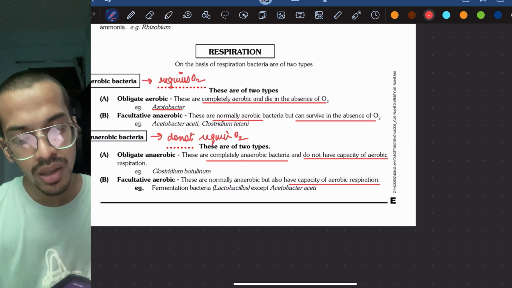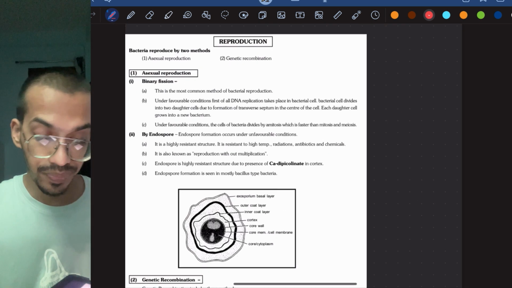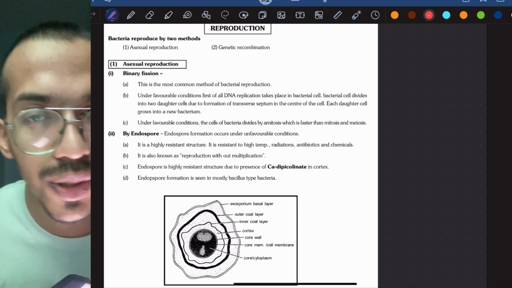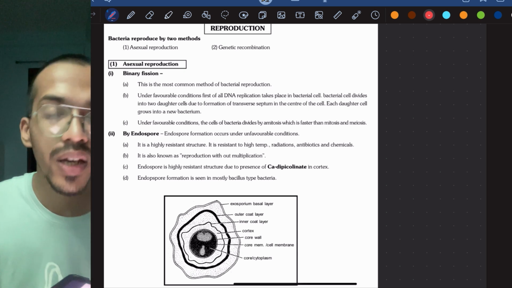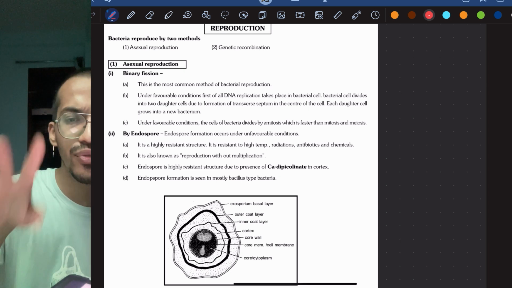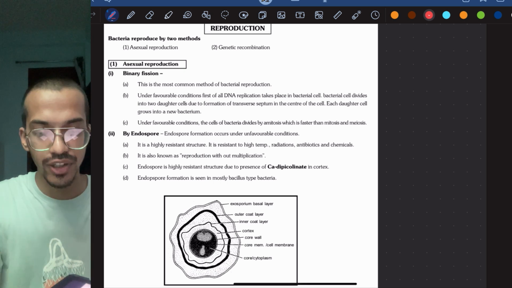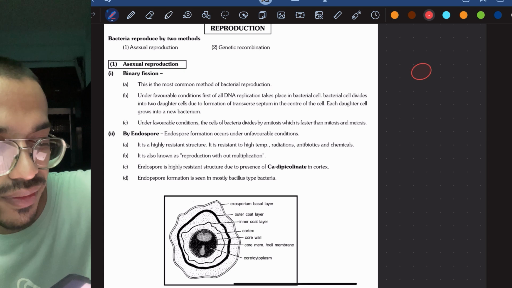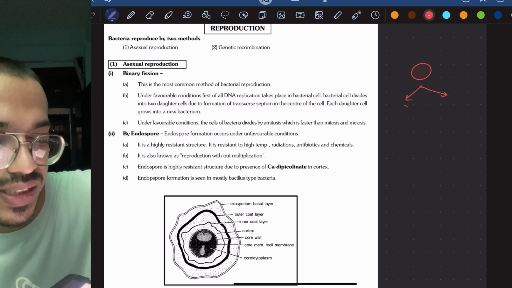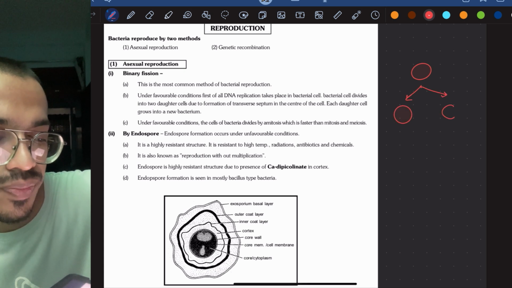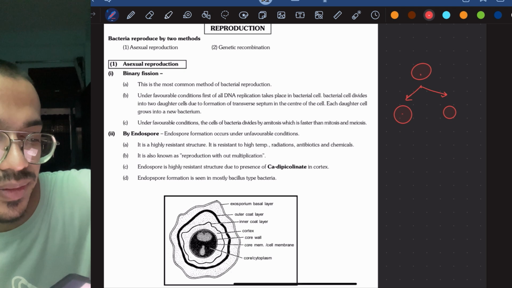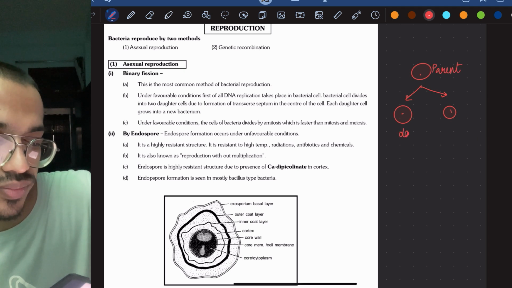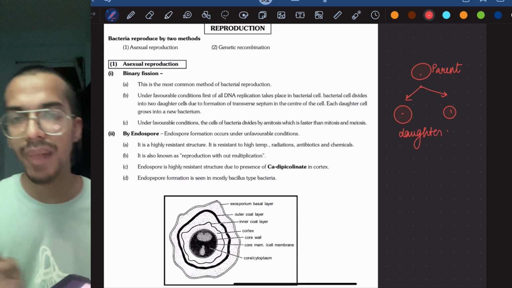Okay. Then comes reproduction. Here we will understand it better. There are two ways of reproduction, sexual and asexual. In asexual, they show binary fission. You know that one cell divides into two. So what is binary fission? This is the one cell. This bacterium will divide into two different cells. This is the parent and this is the daughter cell. So this is your binary fission.